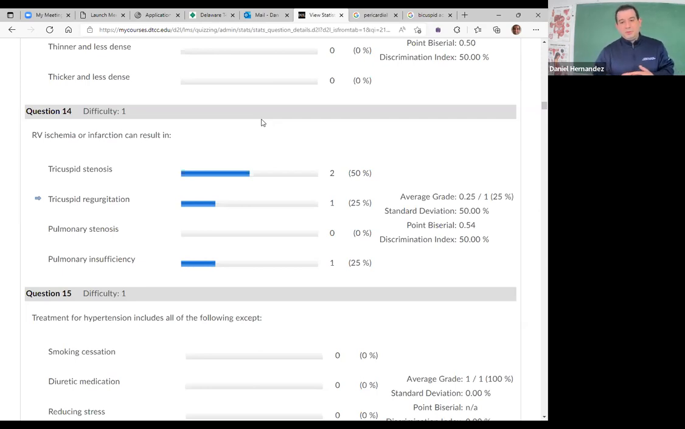So the same holds true with the right side of the heart. LV and RV infarcts are not going to really affect the aortic and pulmonic valves. The main effect is going to be on those AV valves, the mitral and tricuspid.